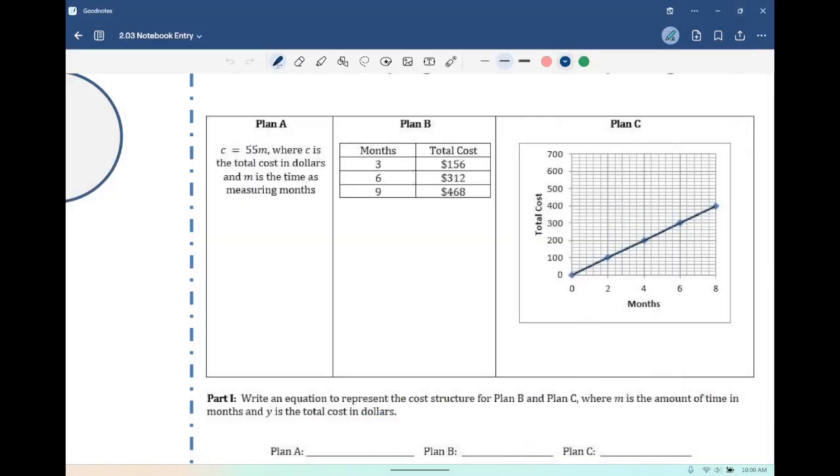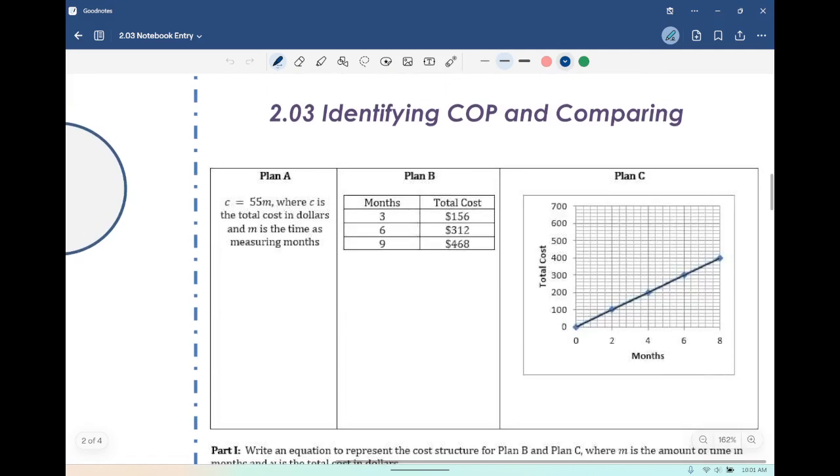All right, so yesterday we did all of the heavy lifting for this topic, to be 100% honest. We did all of the heavy lifting yesterday. And so what we're going to end up doing today is just spending some time on actually practicing calculating our constant of proportionality, 2.03, identifying your COP and comparing.